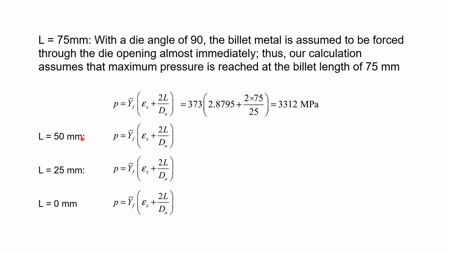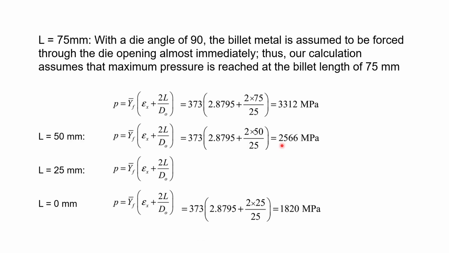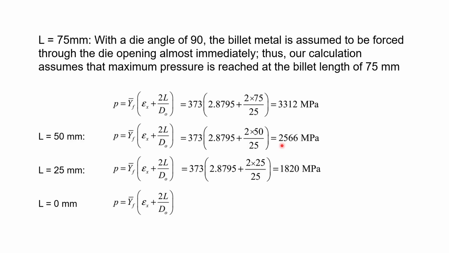Definitely, we're going to have L reduced, and L is a parameter in the numerator of the equation, so we can tell that the pressure value will be reduced. The contact area is going to be less, so the friction is going to be less. So the second pressure is reduced to 2,566 megapascal. At L of 25 millimeters, we have 1,820 megapascal. And finally, P is equal to 1,074 megapascal at the length of 0 millimeters.